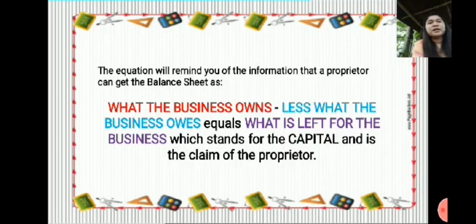The equation will remind you of the information that a proprietor can get from the balance sheet: what the business owns, less what the business owes, equals what is left for the business, which stands for the capital and is the claim of the proprietor.